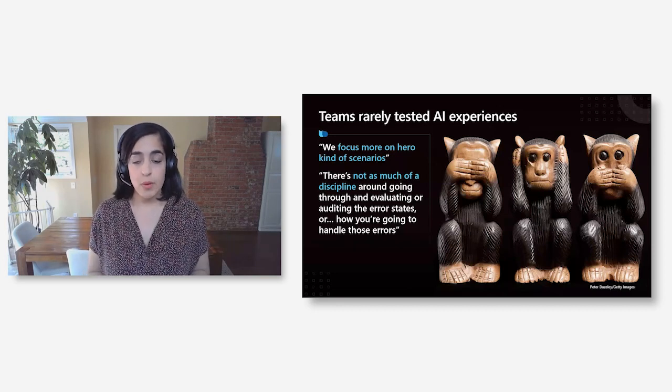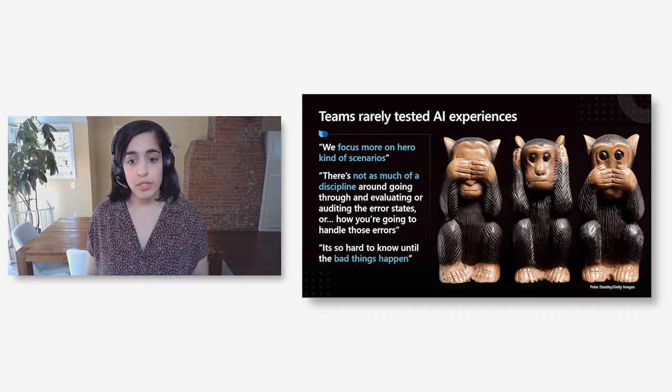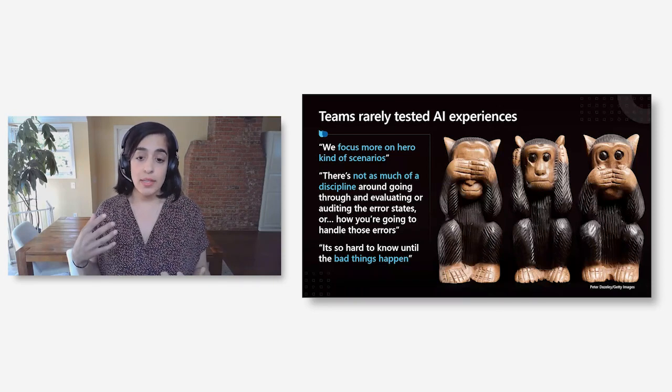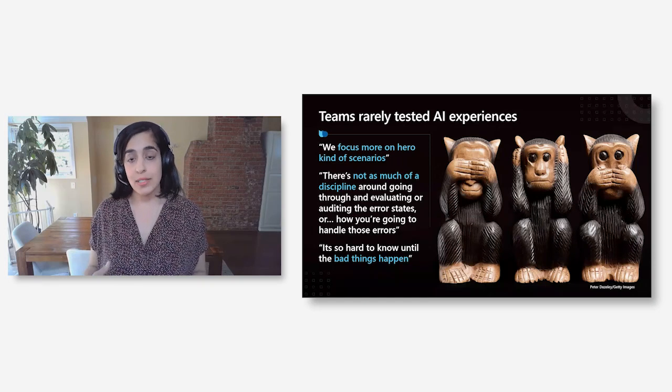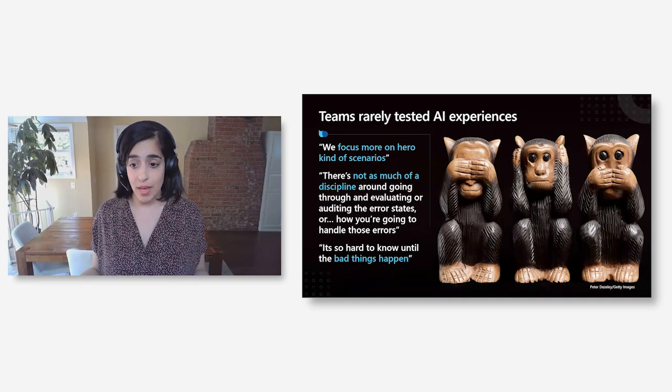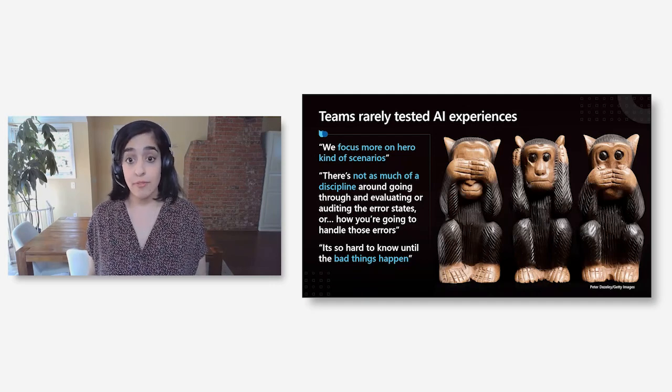One of the main reasons people gave for not testing AI experiences was really the difficulty in anticipating the types and the range of AI failures that could potentially occur. That's because AI is probabilistic, it's designed to generalize to new scenarios and can learn over time, all of which can make it difficult to know when it could fail. One person said, "It's so hard to know until the bad things happen," which is obviously not when we want to notice a failure.